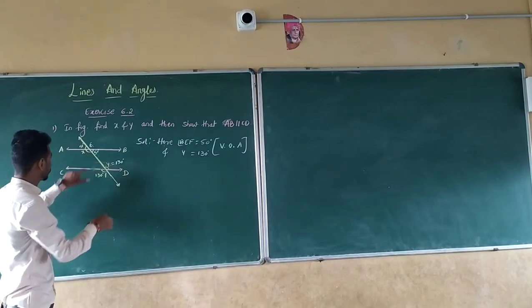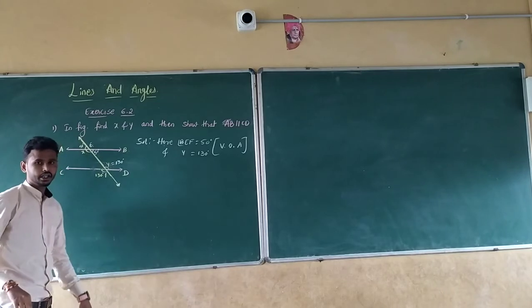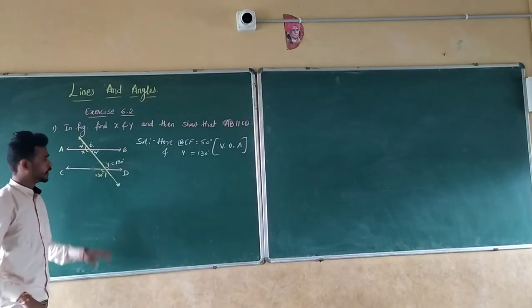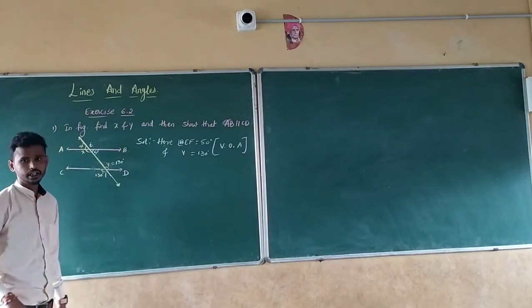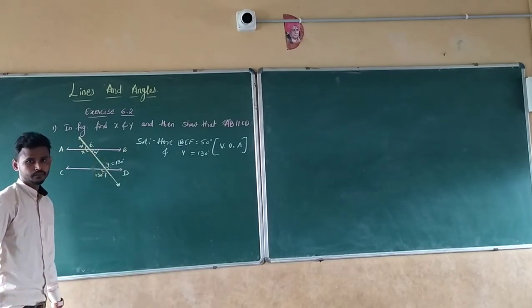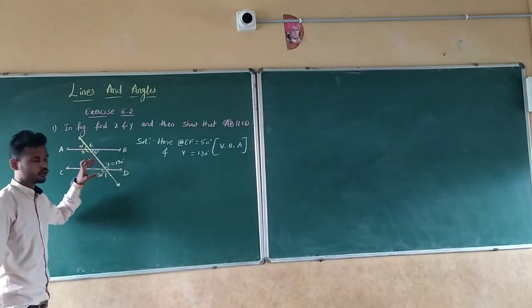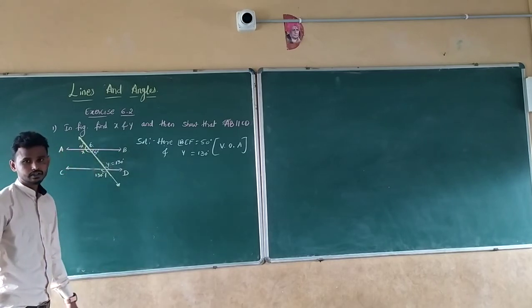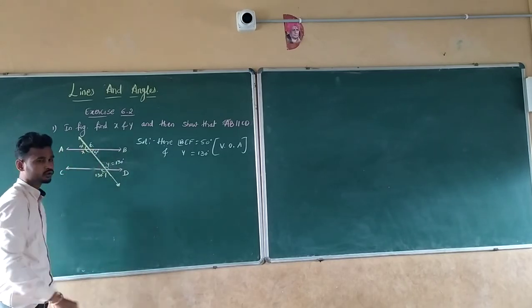So here x and y are alternate interior angles, but we don't know that AB and CD are parallel. If they were parallel, then we could easily write x as 130. But we need to find that now. Those are not parallel lines. We need to find the x value now.